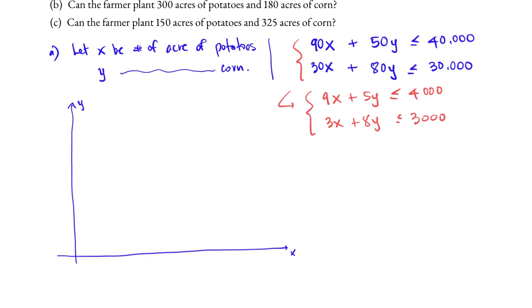To graph this inequality, we pretend that we would graph the equation first. And we see that the y-intercept for the first equation is 800 because when x equals 0, y equals 4,000 divided by 5, which is again 800. The x-intercept is when y equals 0. And if we take 4,000 divided by 9, we will get 444.44. And so we have 2 points.